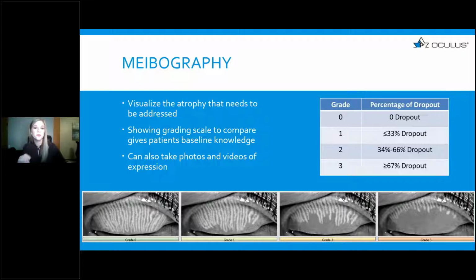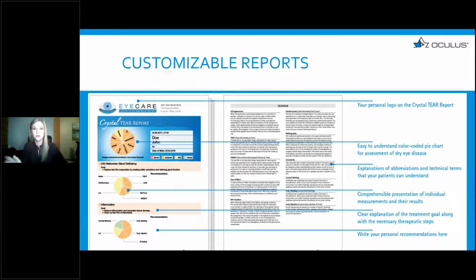Another thing that you can do as well, which I don't have a photo of, but you can also take photos and videos of the actual expression. So you can actually use the external camera on the keratograph if you want to, and you can actually show the expression, how clear those oils are, how thick those oils are. That way they can actually see what kind of production they're having as well. But I didn't include that today. But also another great thing you can do.